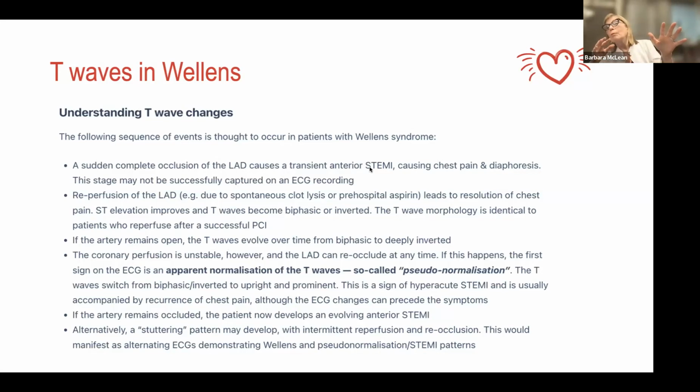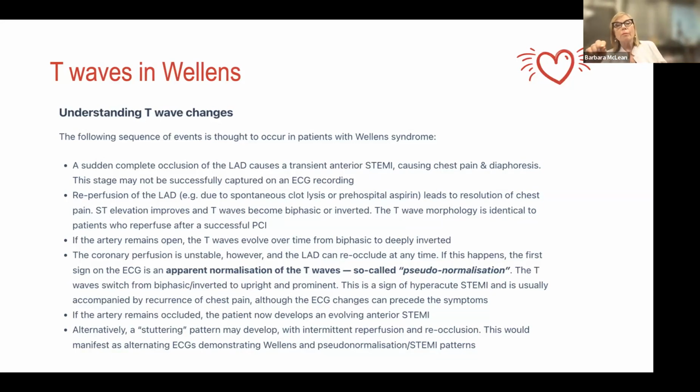It's very similar to what we see after we do PCI. We'll always see a biphasic or a fully inverted T wave as the patient reperfuses his myocardium. Now, over time, if he does not re-occlude his artery, T waves will just present normally like they would with the non-STEMI, become deeply inverted, return to normal, etc.